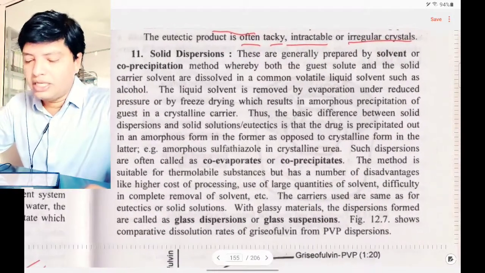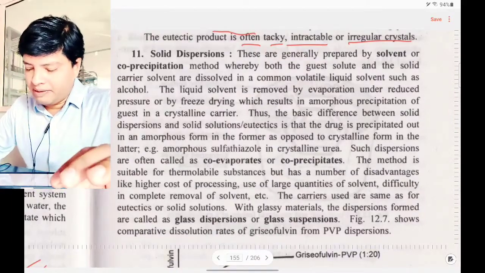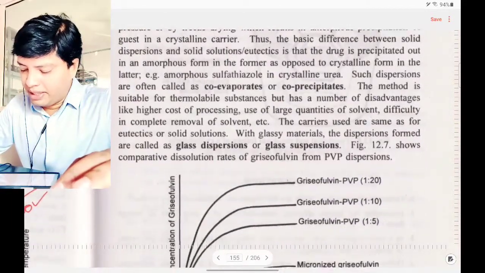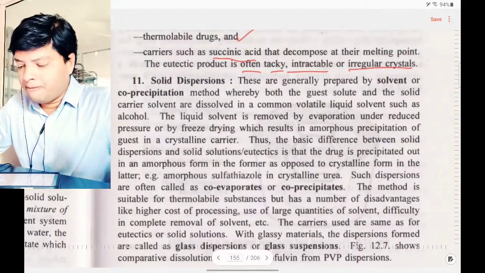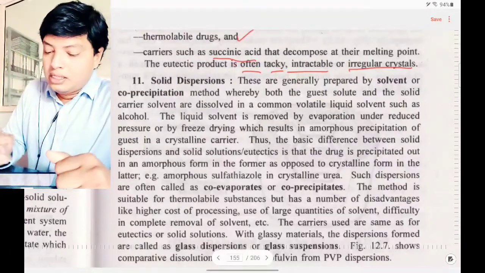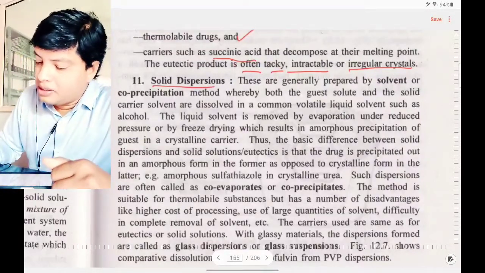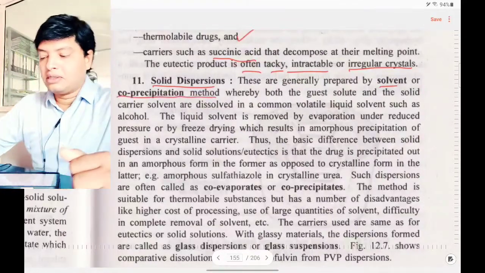Next we have solid dispersions. Regarding solid dispersion, the best example is beta cyclodextrin. You can check that in the complexation chapter. I will give the link in the description and the i card. Solid dispersions are prepared by the solvent or co-precipitation method.